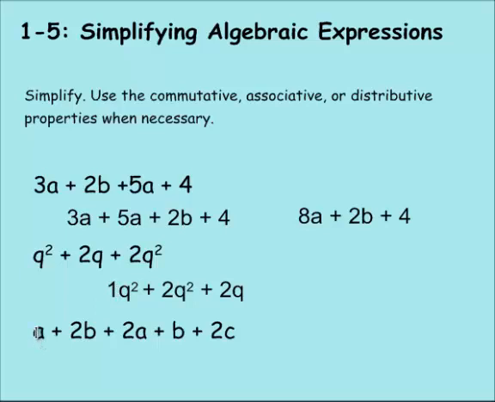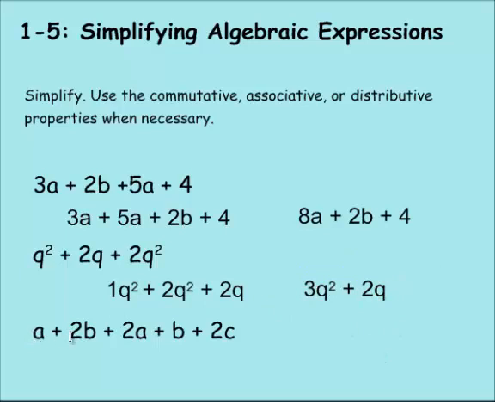You can make this a 1a, or 1b. So we have 1q squared plus 2q squared. What's 1 plus 2? That'd be 3q squared. And then we have plus 2q. So that'll be as simple as it gets. Remember, we can't combine these two.